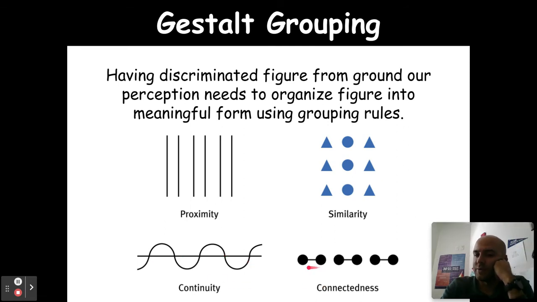And down here, we have something called connectedness. Our brain likes to make connections between things that it thinks should be connected, like these, what looks like barbells. But in reality, when you break it down to the fine pieces, it's just a circle, line, circle, circle, line, circle. But we like to put them together and show things as connected. So this is how our brain perceives and groups items once we've discriminated the figure from the ground.